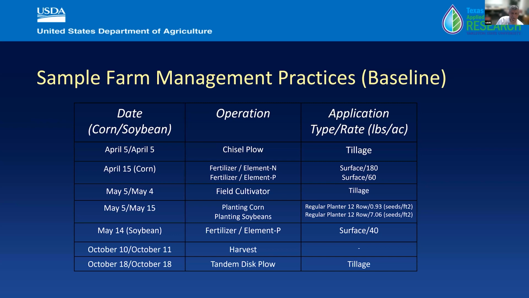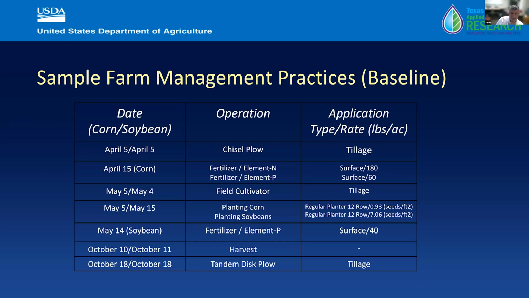On May 4th or 5th, the field cultivator goes over those two rotations. On May 5 he's going to plant corn, and in May 15, the year the rotation comes, he's going to plant soybean. And in the May 14 soybean, as I said, it's just 40 pounds of phosphorus, not 60 pounds.